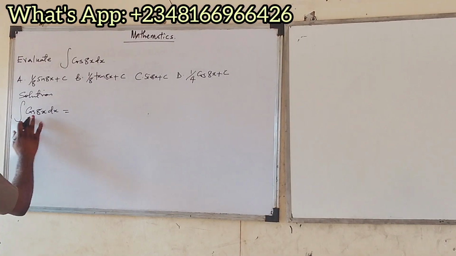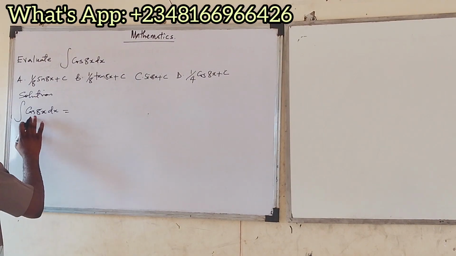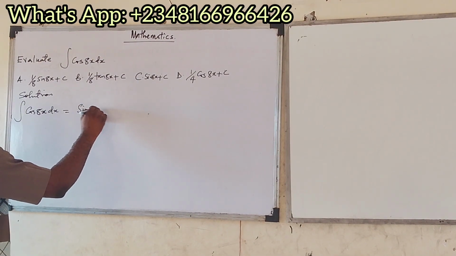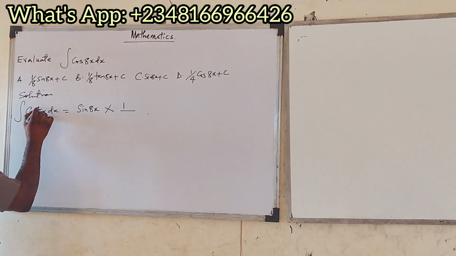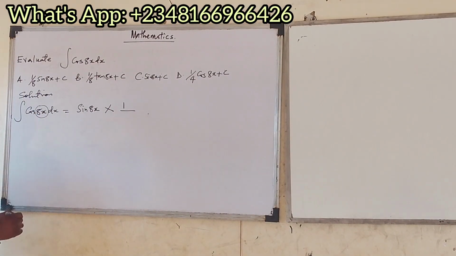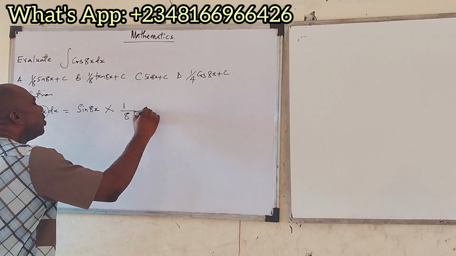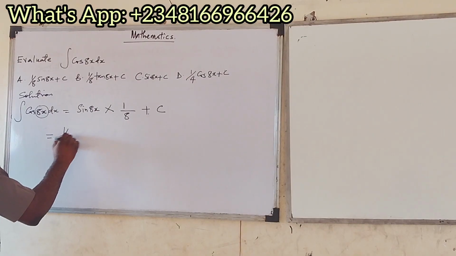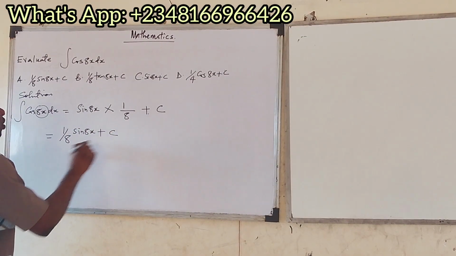So you integrate cos 8x, and when you integrate cos, it gives you sine. So when you integrate cos 8x, it gives you sine 8x. Then you multiply it by 1 all over the derivative of this function. And when you differentiate 8x, it gives 8. Then plus constant. So the whole of this will be 1 all over 8 sine 8x plus constant.